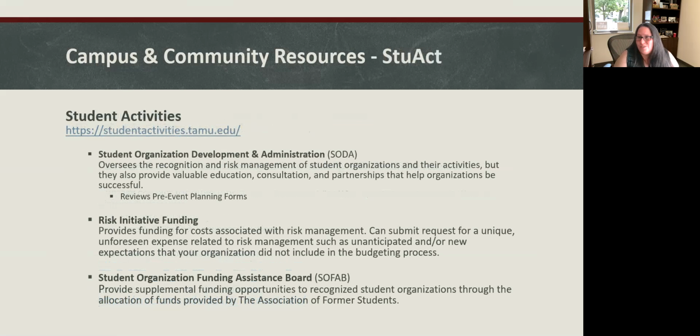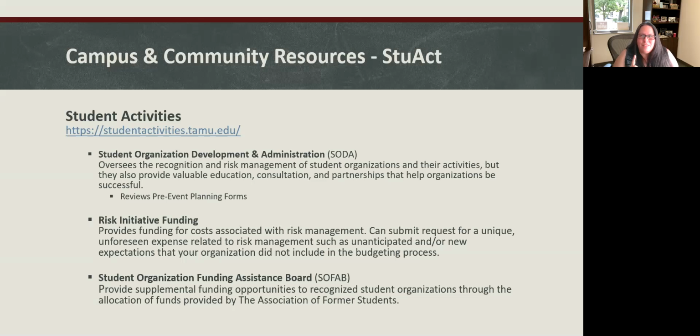So all these recognized student organizations know that Student Activities is also a great resource. Their SOTA office, the Student Organization Development Administration Office, is there to help people with risk management considerations. If they get something really complex, they'll reach out to us or others, but they're a great starting point if you're just trying to work through it. They have lots of information. They're the ones who look through those pre-event planning forms and sometimes come back and ask those challenging questions. And we've consulted with them about some of those things if they come up.